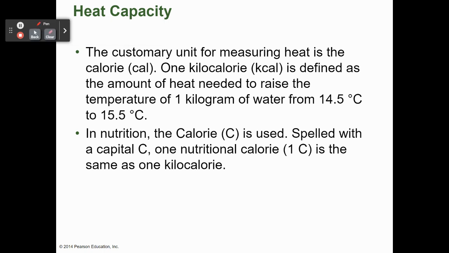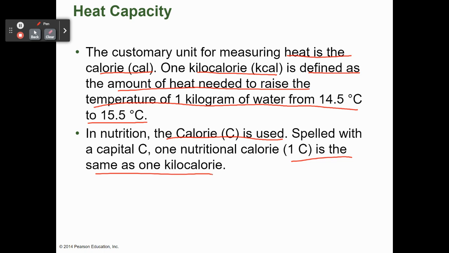The units for heat are measured in calories or kilocalories. And the specific heat of something is defined as the amount of heat needed to raise the temperature of 1 kilogram of water 1 degree Celsius. So that's our official definition of heat capacity, the amount of heat needed to raise the temperature of 1 kilogram of water 1 degree Celsius. That would be 1 kilocalorie. The calories that you use as far as counting calories in your food, that's a capital C, and it's basically the equivalent of 1 kilocalorie.